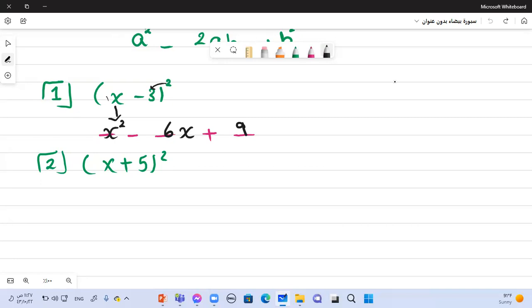What is the name for this bracket? Perfect square. Okay. Can you help me with how you can factor this perfect square?